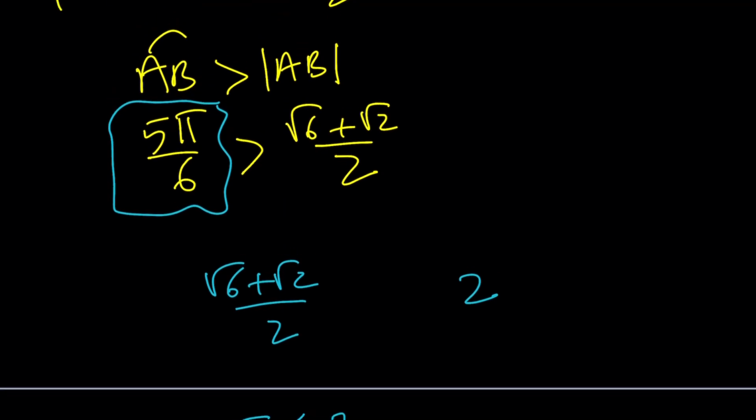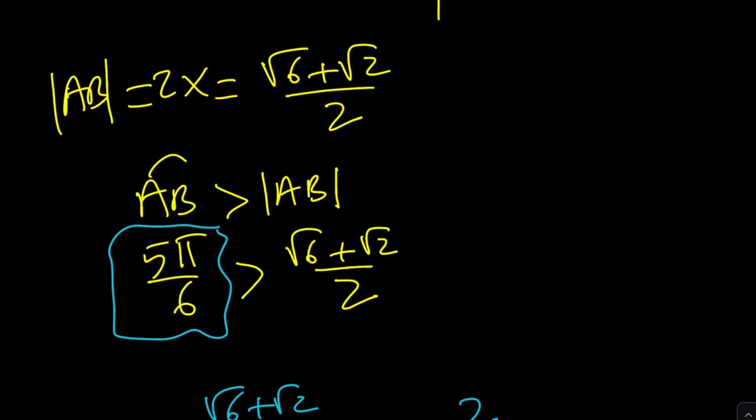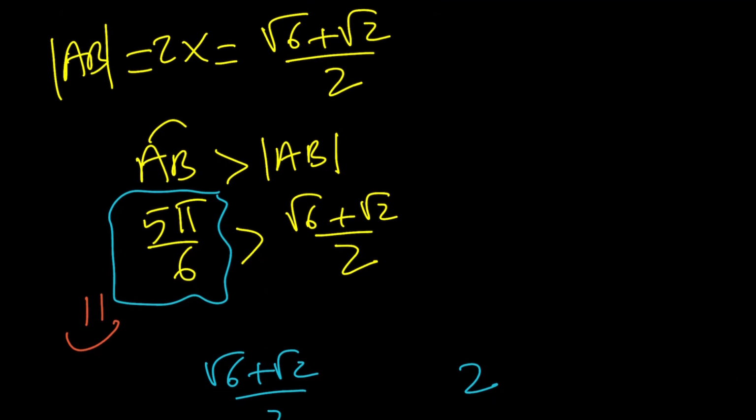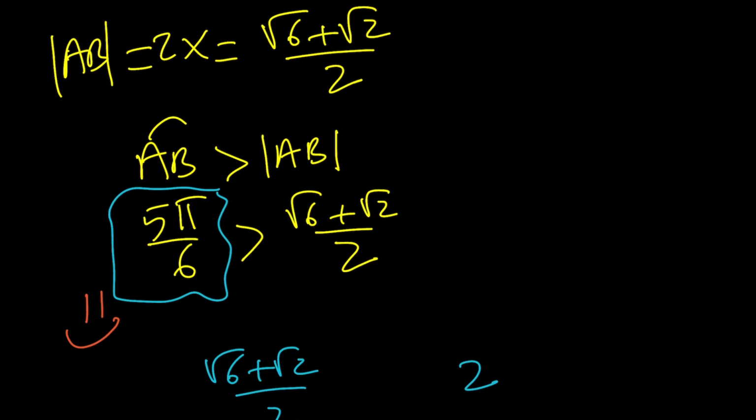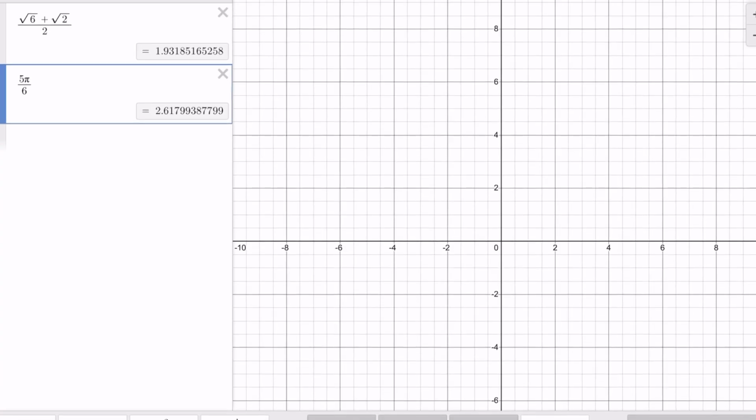Okay, let's go ahead and take a look at the numerical values, and then we're going to finish up. But this is our winner. All right, let's go take a look at the numerical values. So these are the numerical values, and as you can see, they're very different. 5 pi over 6 is definitely a winner with 2.61799 something. All right, let's get back to the video and finish the work.